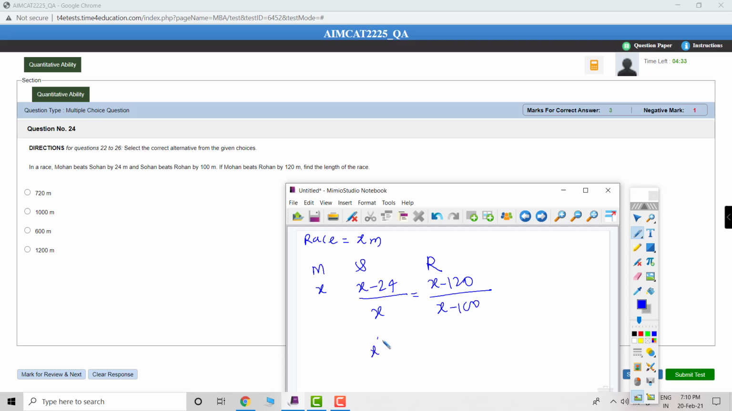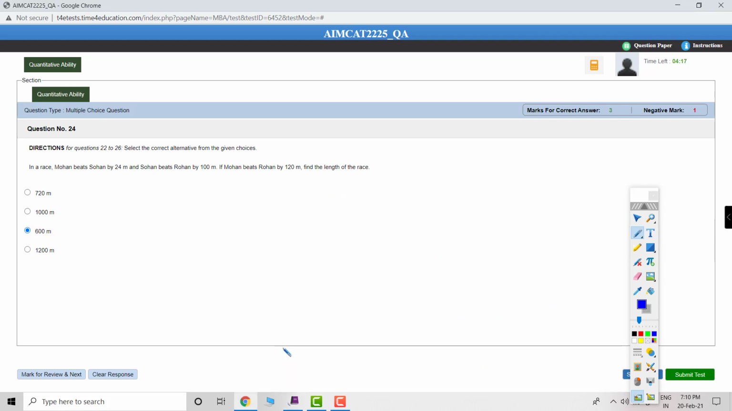Let's do it quickly. X square minus 120x is equal to X square minus 124x plus 2400. So X square and X square will get cancelled out. 4x is equal to 2400, so X is equal to 600. Let's move it fast. Only 4 minutes are left.